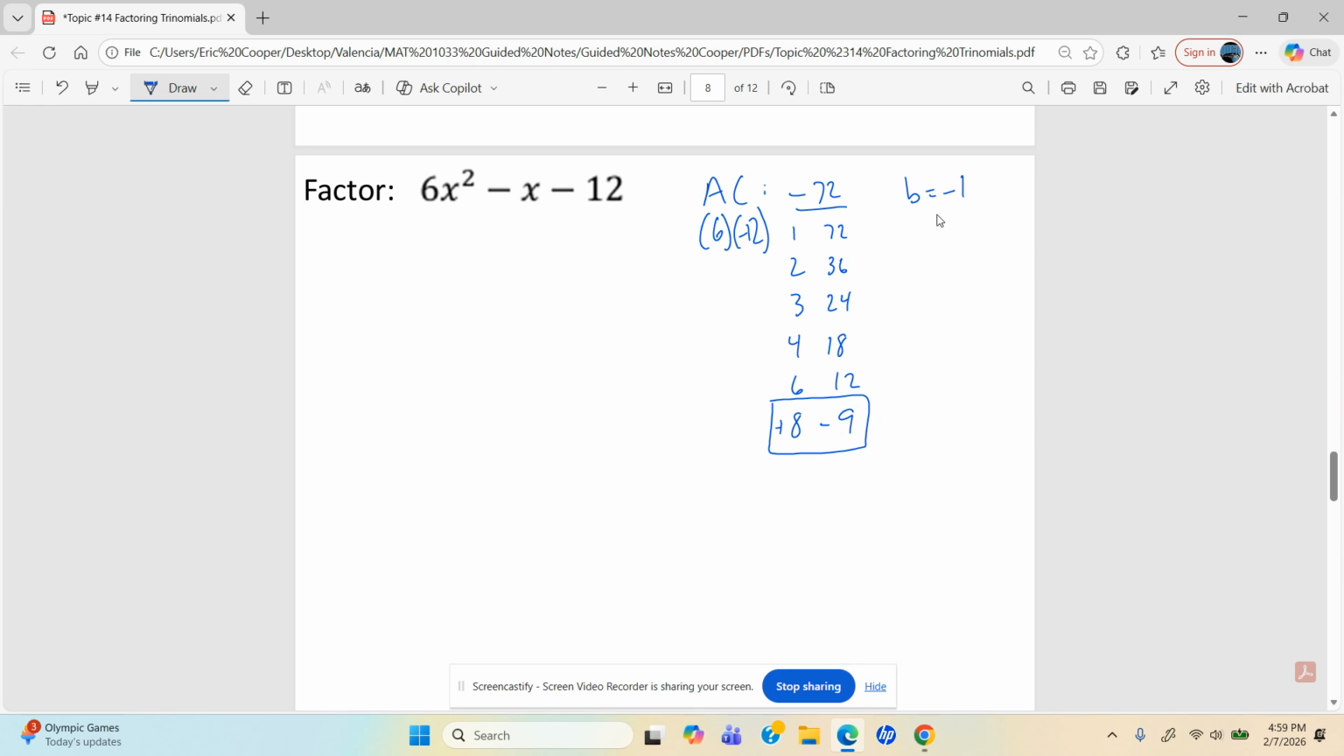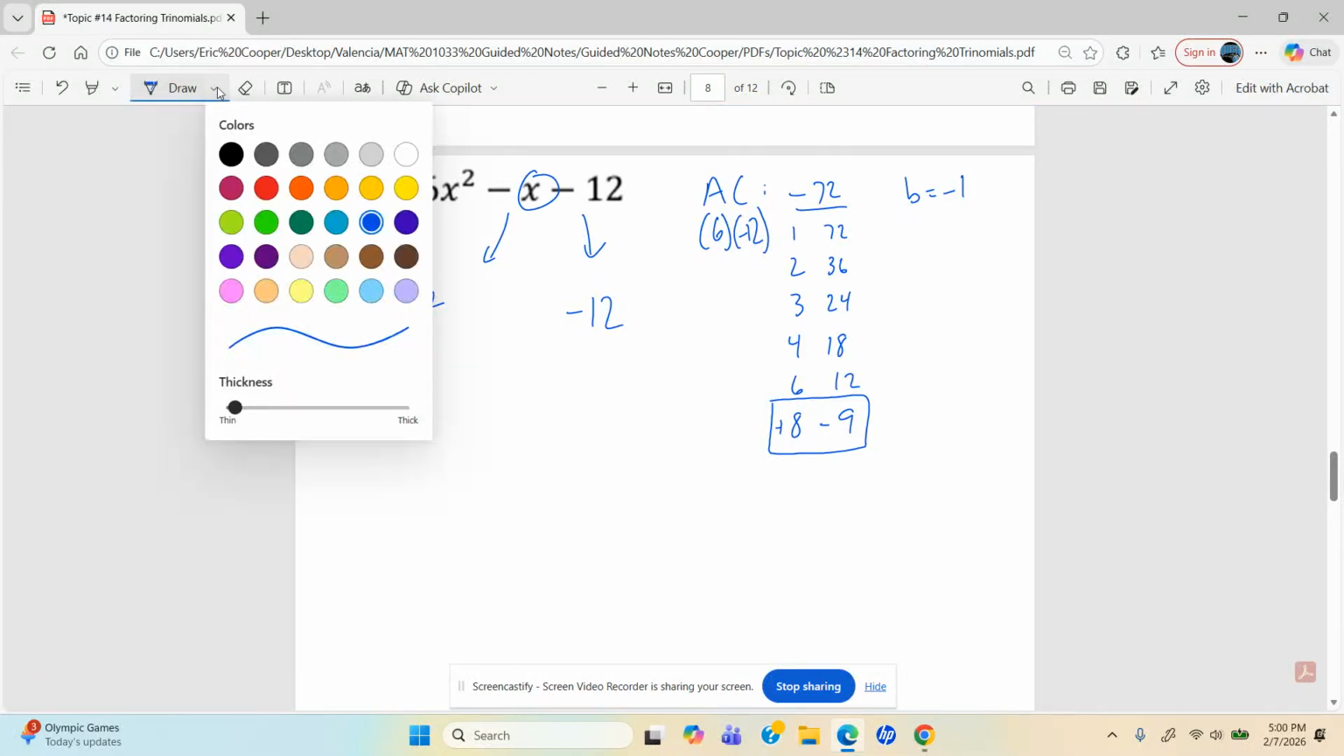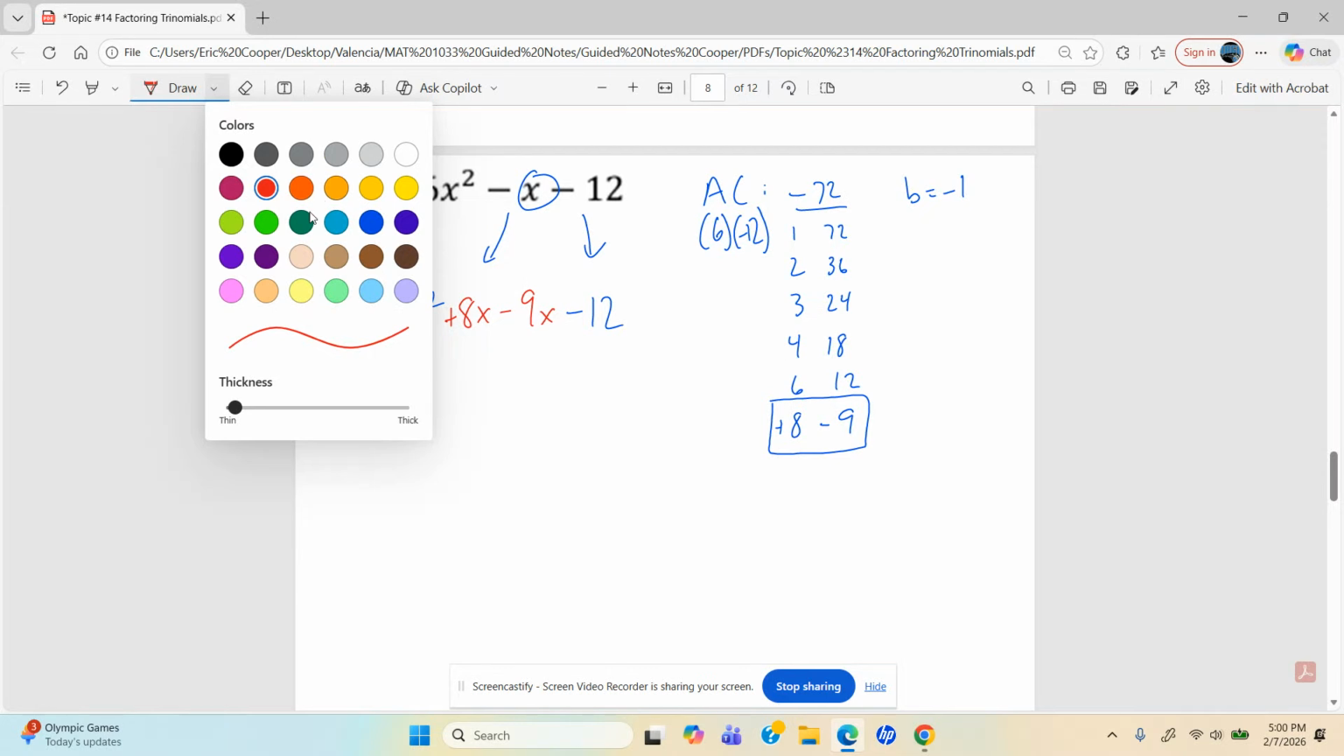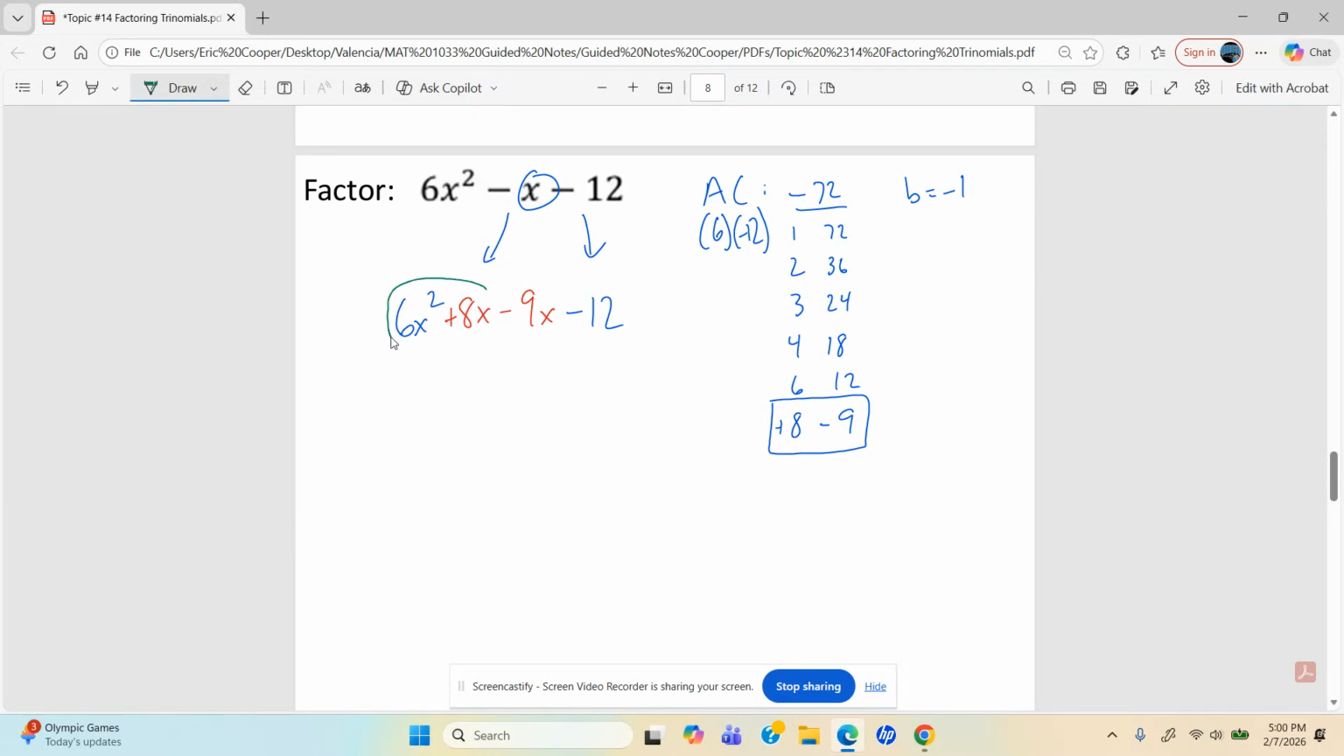Now if this were a equals 1 method, we would be done. But now what we're going to do is take these numbers and replace this middle term here. So when I go to do this, these two parts are going to stay the same. The 6x squared and the negative 12 don't change. But this will now change into what we just found, and we're going to put an x on each of the terms. So this will now become 8x, and this will become 9x. 8x minus 9x gets us back to negative x. And again, the reason we're doing that is now we can finish this by doing our group factoring.